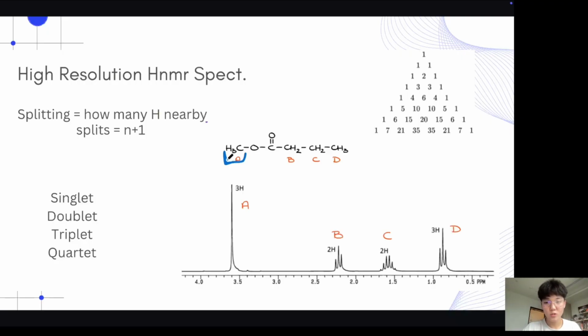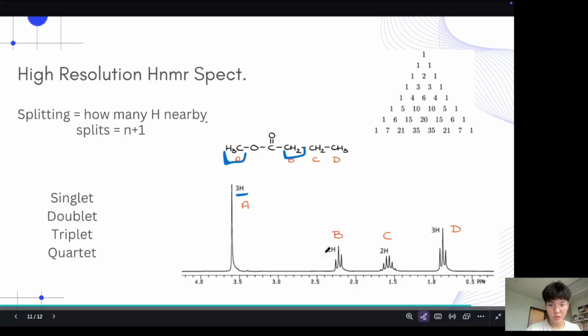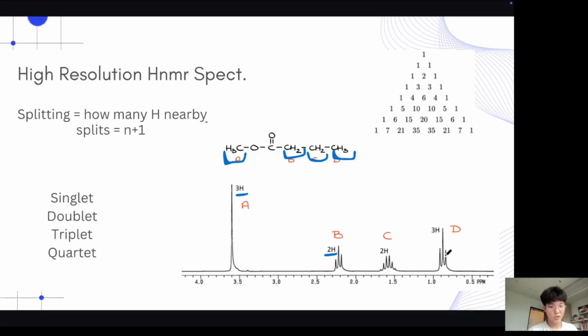So for group A, there's 3 hydrogens, and we have 3 hydrogens for the signal, but there's only 1 spike. Now for group B, there is 2 hydrogens, and 2 hydrogens indeed, but there's 3 spikes. And group C, we have 2 hydrogens, but we have even more spikes. And then group D, we have 3 hydrogens and 3 spikes. So what is the difference between the spikes? Well, the spikes tell us how many hydrogens are nearby, like the adjacent groups. So for group A, this O is the adjacent group. It has no hydrogens, therefore it has just 1 spike.